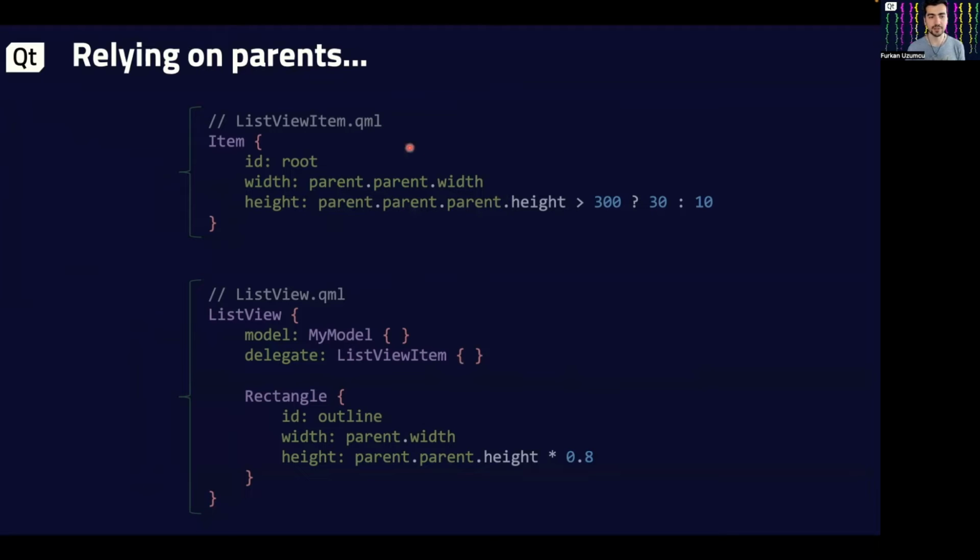This is a bad pattern because once you put this list view item into a column, it's not going to work because that parent is not going to have those properties.